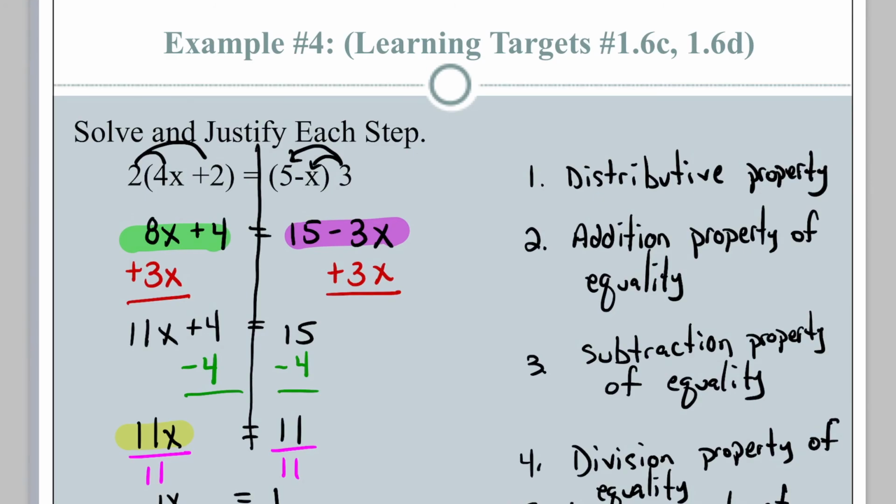And so our final step is our solution, and we know it's a solution because there is an equal sign. And so if I were to go back and number my steps, this was step 1, step 2, step 3, step 4, step 5, and step 6. So this is solving an equation and justifying each step.